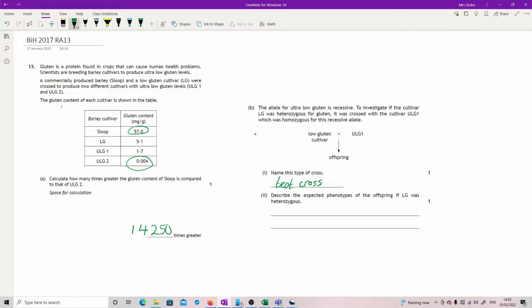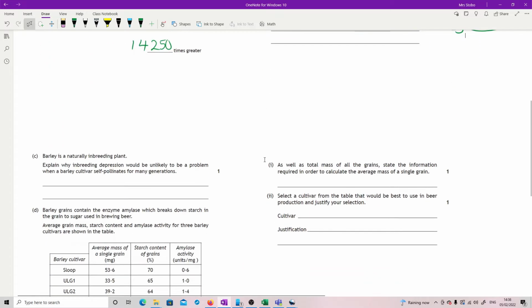Okay, so if it was heterozygous, you can do a little Punnett square if it makes you feel better. We know that ULG1 was homozygous recessive for gluten, so let's go little g's. If LG was heterozygous, then we would have a big G little g. So we'd get a big G little g, a big G little g, a little g little g, and a little g little g. So half of them would look dominant, so not with the ultra-low gluten, and half of them would. Okay, 50-50. That's what you need to say for that one.